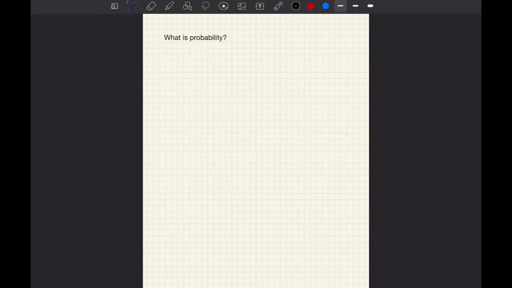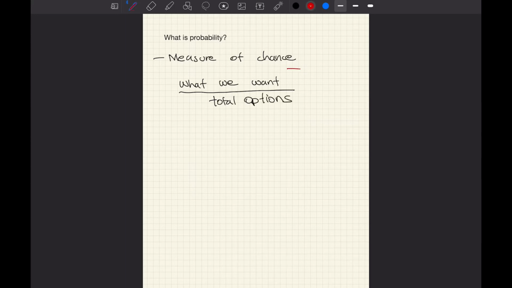Okay, so probability is a measure of chance. Okay, so it helps us determine the chance of certain events happening. It is, of course, only an estimate, but it helps us determine how many times something might happen out of a total. Okay, so to calculate this, we use the basic formula: what we want over the total options. So that's our general formula.